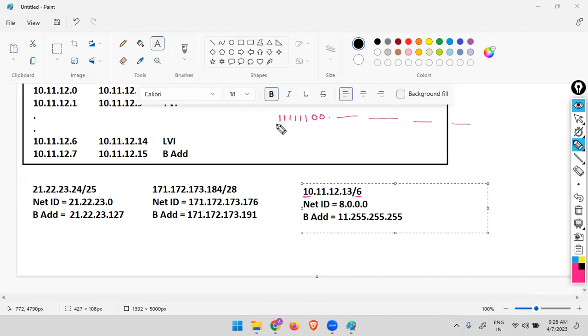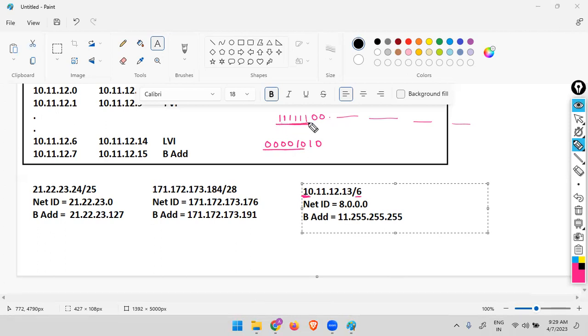Now here, how many network bits? 6. So these 6 bits I will keep constant. So if I write my IP address in binary, the first octet in binary, this will be 0, 0, 0, 0, 1, 0, 1, 0. Correct? Now, how many bits do I need to keep constant? 6 bits. These 6 bits I will not change.